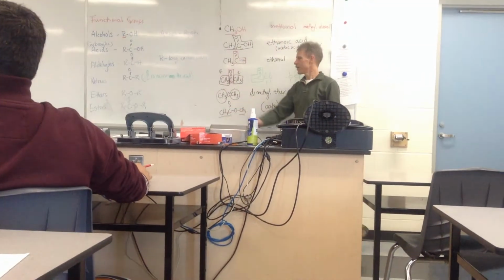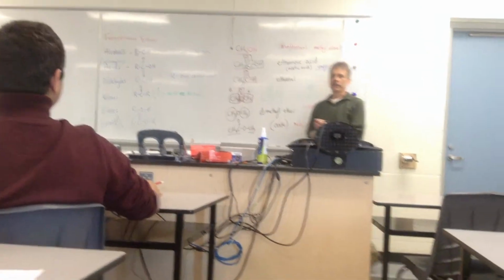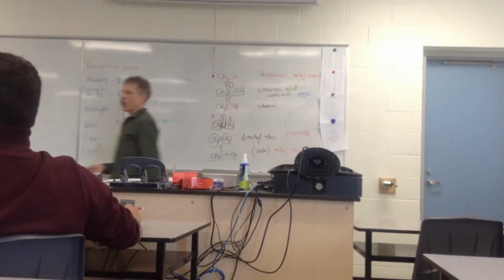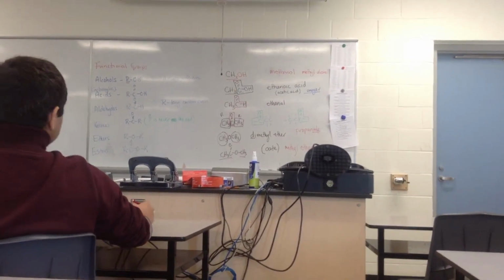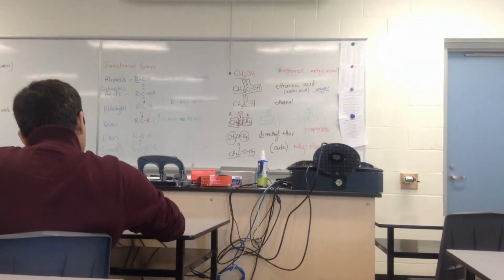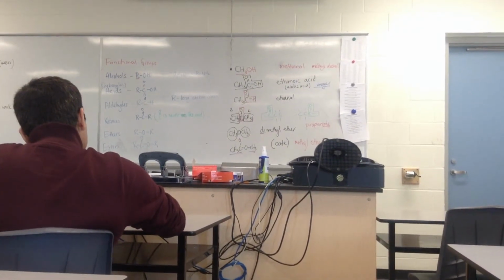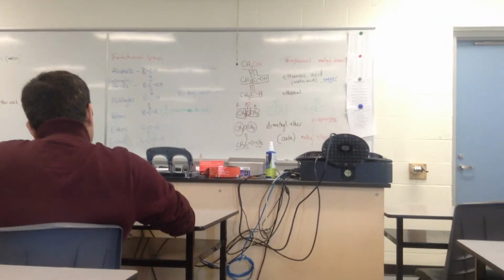Sir, I have a question. Oate is used for an ester. So the example I gave you was methyl ethanoate. Sometimes called something else.